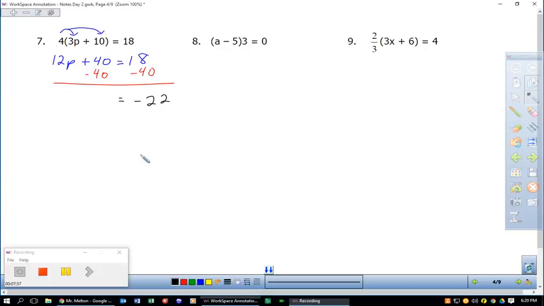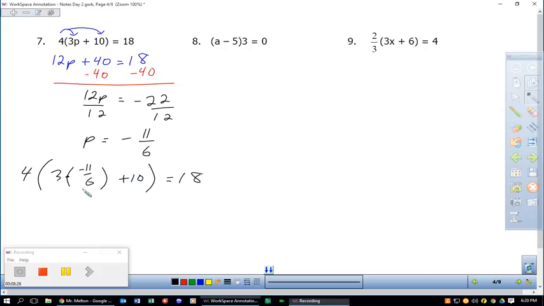Okay. So that gives us 12p. Dividing by 12, p equals negative 11 over 6. Okay, now that one's a little trickier to check, but if you're using a calculator, it's not that big of a deal. 3 times negative 11 over 6 plus 10. Hopefully that is 18. So that is going to be negative 11 over 2. Okay, so it's 4.5. 4.5 times 4 is 18. Yes, it is. Checks out.